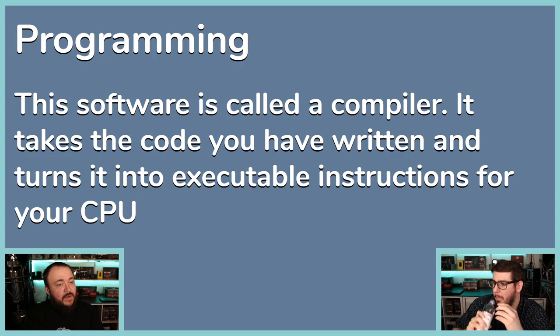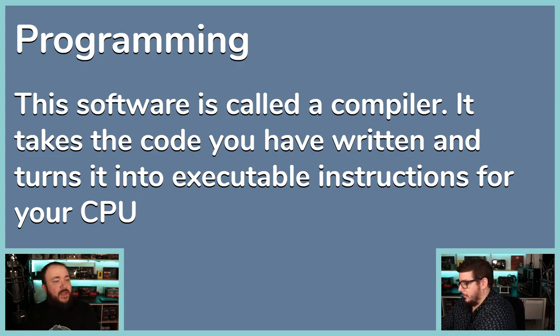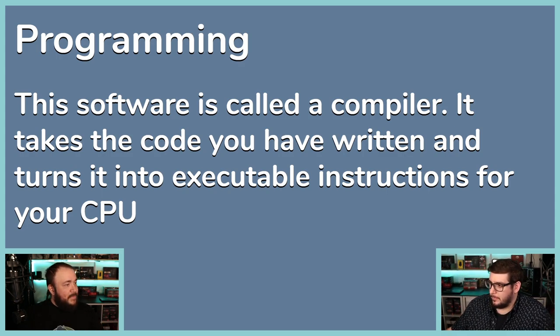So this software that is converting the code that you write into the lower level instructions is called a compiler. It compiles the things into the instructions. So it takes the code that you have written and turns it into executable instructions for your CPU. So you need some sort of compiler, turn it into instructions, and then you run them. Think of it as the layer between you and the actual CPU.